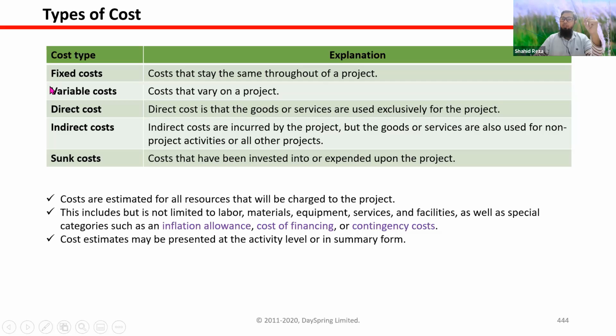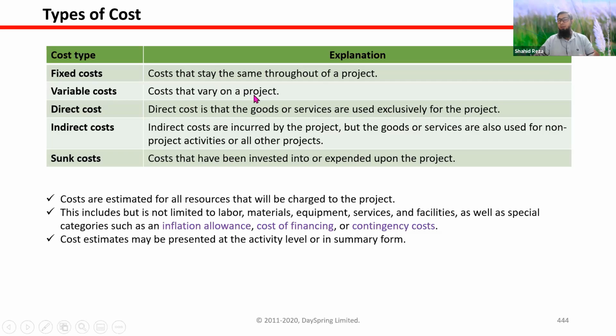So what is fixed cost in a project? Fixed cost means a cost that is fixed throughout the project, and that will not change. For example, you are doing a project that is 6 months in length, and you will use your project office, and the rent of the project office will be the same for the 6 months, say 50,000 taka per month. So that is a fixed cost for that project.